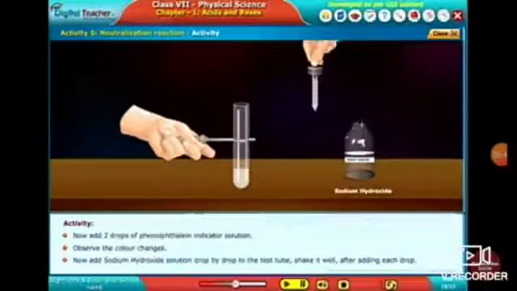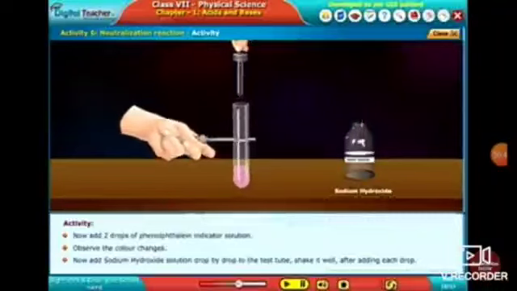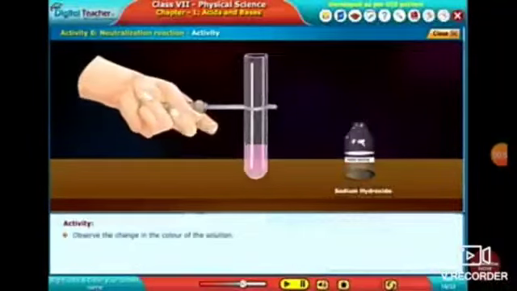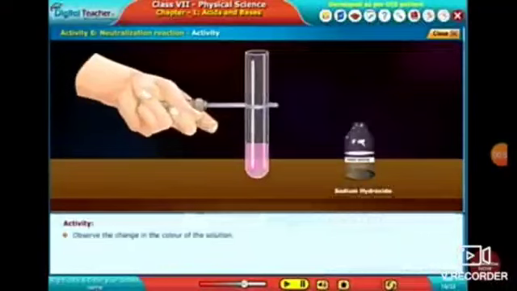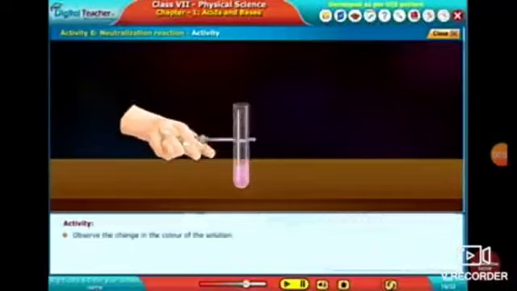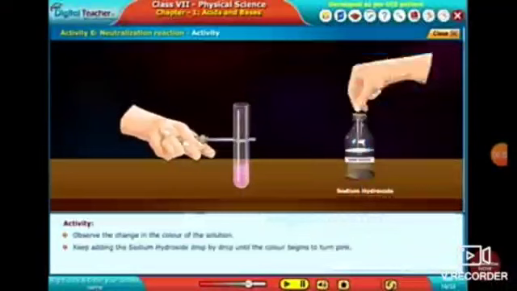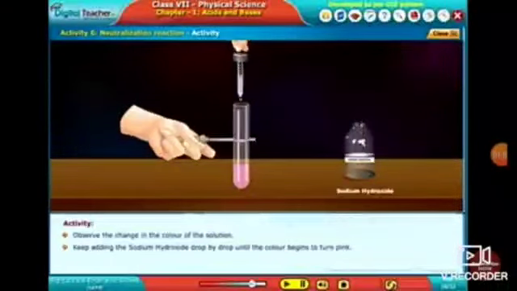Now add sodium hydroxide solution drop by drop to the test tube. Shake it well after adding each drop. Observe the change in the color of the solution. Keep adding the sodium hydroxide drop by drop until the color begins to turn pink.